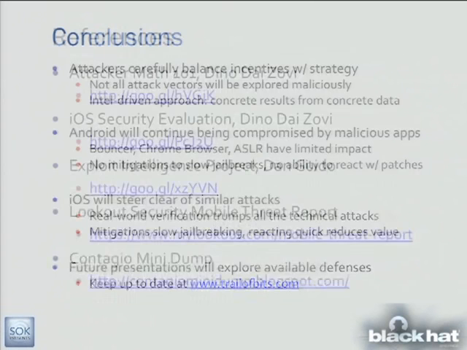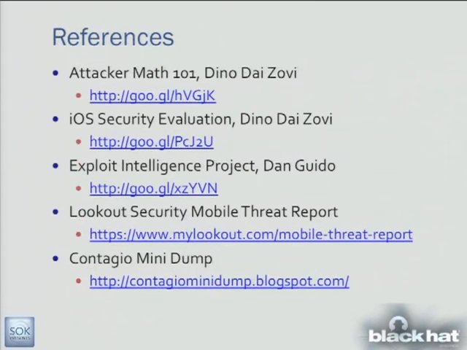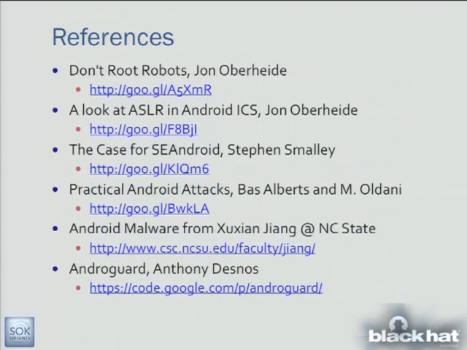If anybody wants to, I'll run through a couple of references here. We talked about attacker math. Dino also did a very detailed iOS security evaluation. My talk, the Exploit Intelligence Project. Lookout Mobile Security has great reading about all the different mobile threats that exist. Contagio Minidump collects almost every single sample of mobile malware that's been found in the wild, and you can download them. And then there are just tons of talks about Android.